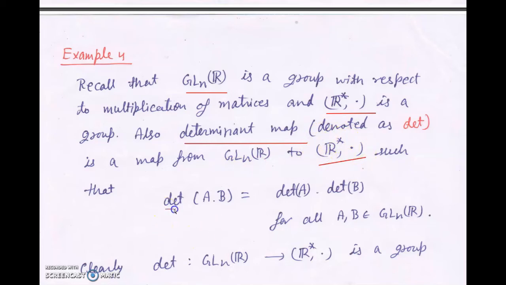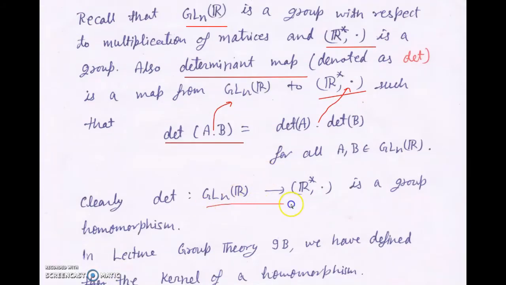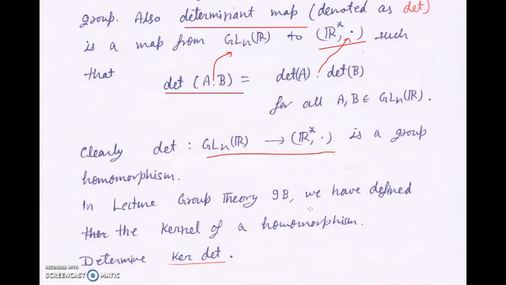The determinant map also has the property that the determinant of A times B is the determinant of A times the determinant of B. Here this dot is the multiplication of R star, and this dot is the matrix multiplication, so it is an operation of GL_n(R). So it means the determinant is a map from GL_n(R) to R star, and this is actually a group homomorphism.